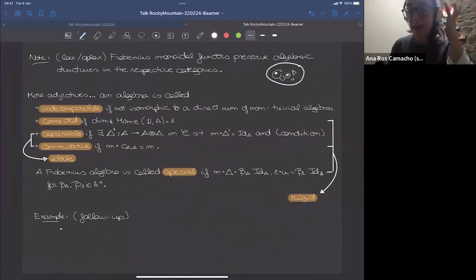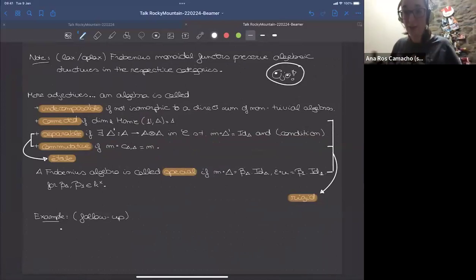I focus in particular on the case of Frobenius monoidal functors because Frobenius monoidal functors transport algebras to algebras. So if you have an algebra in some monoidal category and you apply a Frobenius monoidal functor to it, the image of this algebra is going to be again an algebra.